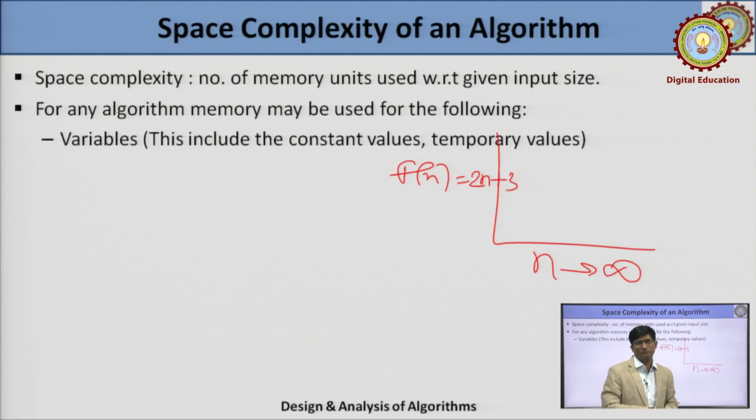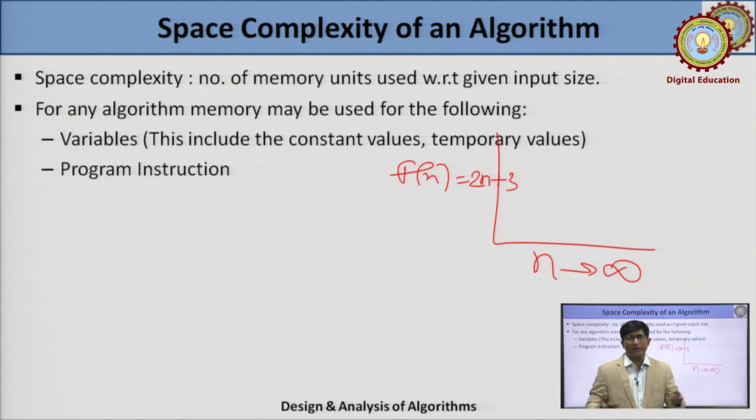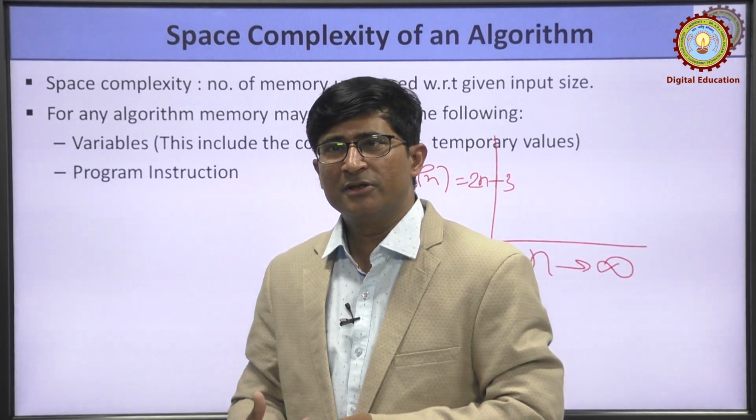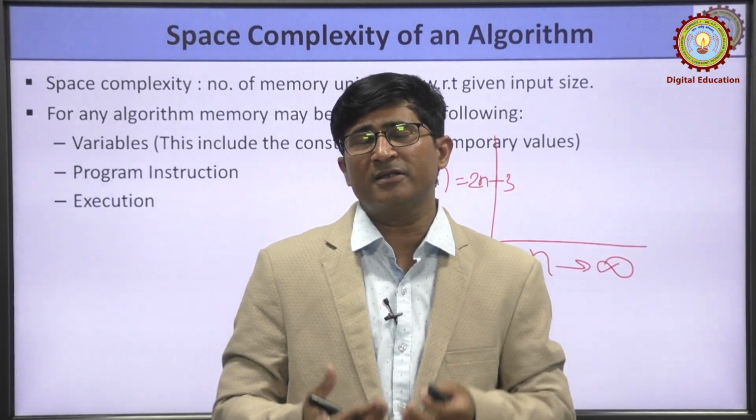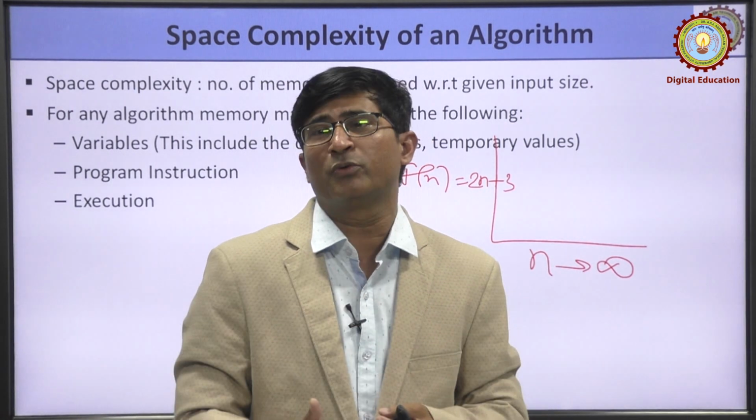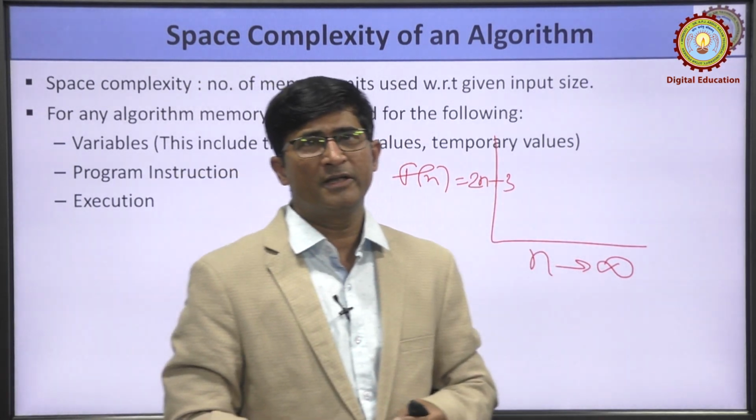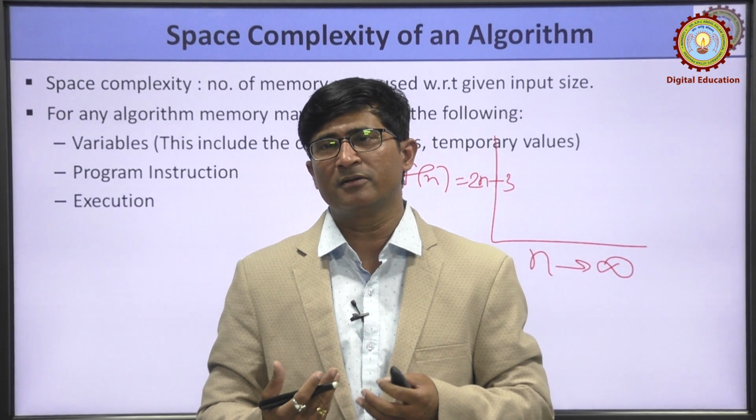Now, at any point of time for a given algorithm, there can be different ways in which the memory can be used. One thing can be your variables. Variables can take up the memory, it can be constant, it can be your temporary variables. Another way, the program instructions would again take up some memory, as well as the program itself while it gets executed. So, for execution also it will take up the memory. So, these are the three different aspects where the memory can be used up while the algorithm is run.